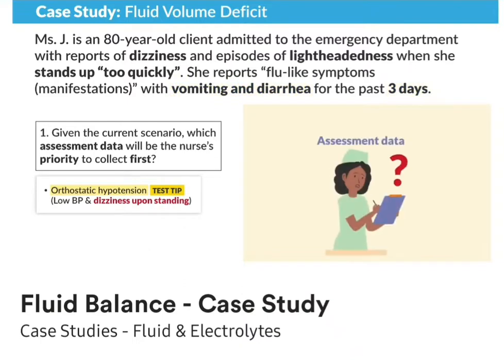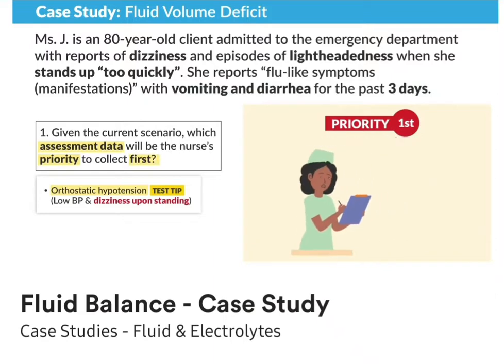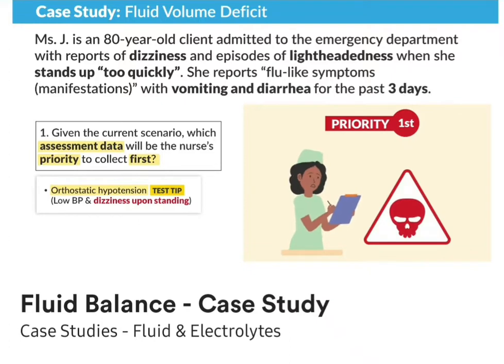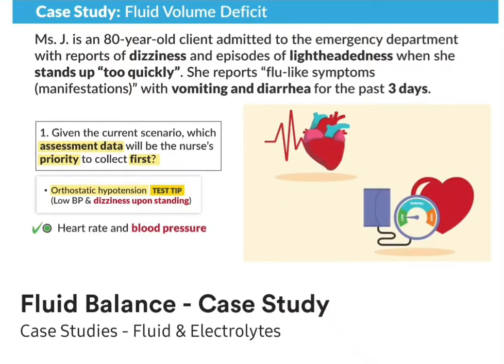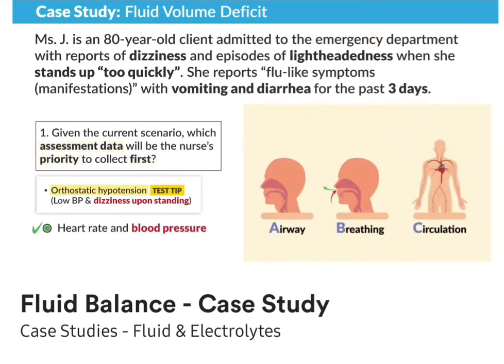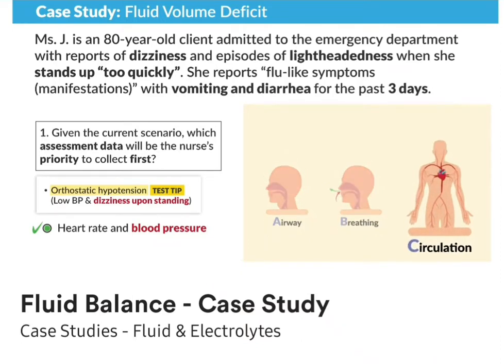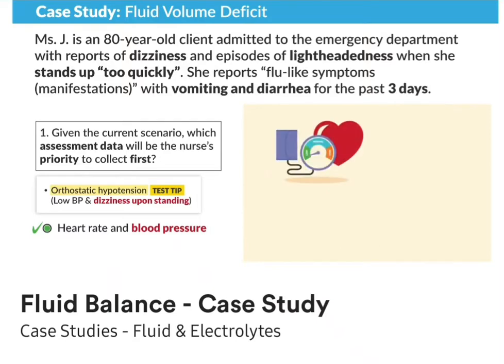Now the question asks for which assessment data is priority to collect first. So for priority questions, always think about what can kill this client the fastest. If you're only to check one thing, what would be the priority? In this case, it's heart rate and blood pressure. Just think about the ABCs here: airway, breathing, and circulation. So in this case, circulation is a cardiovascular assessment. This is critically important to save this client's life, as low blood pressure can kill this client the fastest via hypovolemic shock.